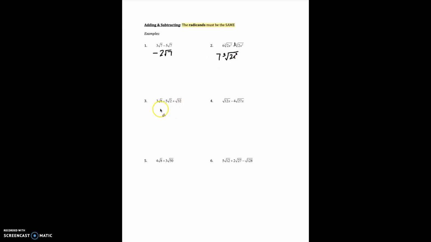Number 3, we do have to simplify a little bit. We have square roots and we have an 8, so we'll break the 8 up. Root 8 is 2 root 2. So I have 6 root 2. All right, and then I just have that minus 5 root 2 here. And then it's plus root 32, and 32 can be broken up to root 16 times 2. So it's going to be plus 4 root 2. And then I get 6 minus 5 plus 4, 5 root 2.